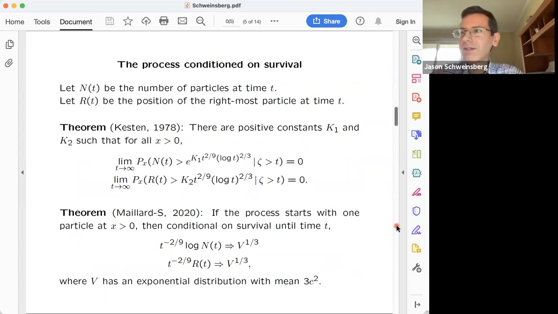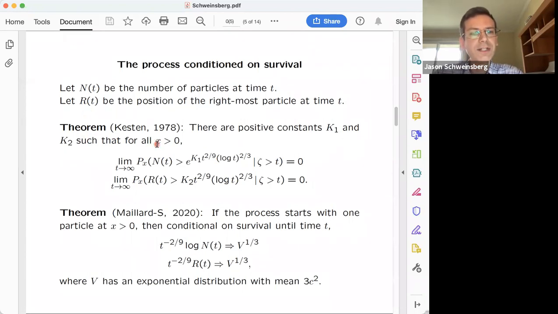Now we also have a Yaglom-type limit theorem for the process conditioned on survival until a large time t. As before, n of t is the number of particles at time t, and we'll let r of t be the position of the rightmost particle at time t. That is, the particle that's farthest away from the origin.